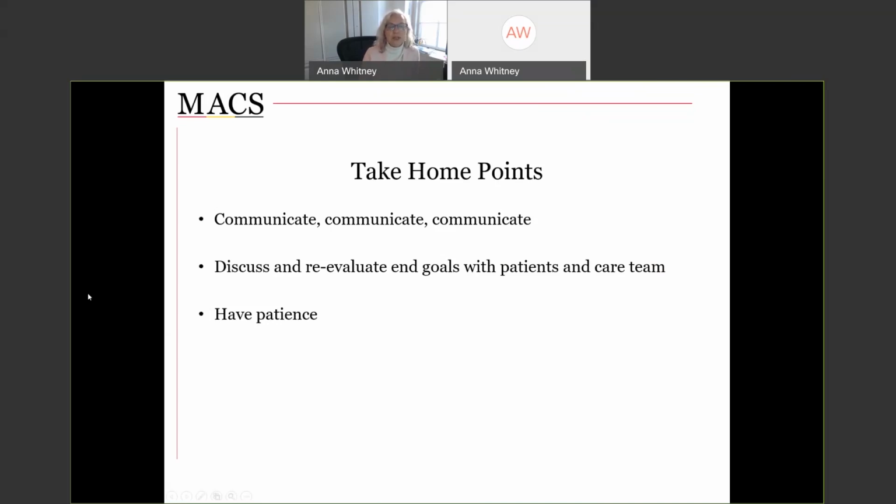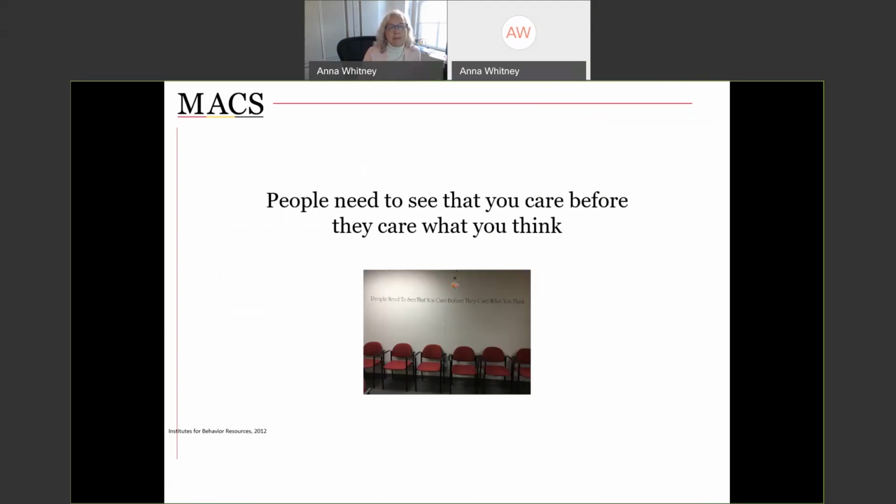And having patience. This may take time, and that's okay. Pain is chronic because it lasts a long time, and it may take a long time to really get people to the point where we all want. Because ultimately, people really need to see that you care before they care what you think. That's certainly something that we have learned in my clinic experience, and when people really understand that you care about them, they often will go along with you, because they trust that you're going to be there with them.